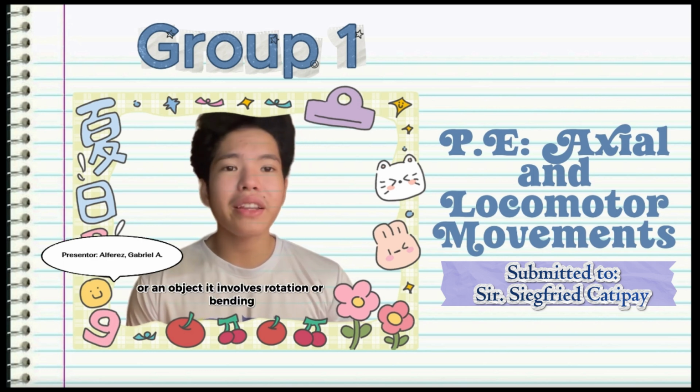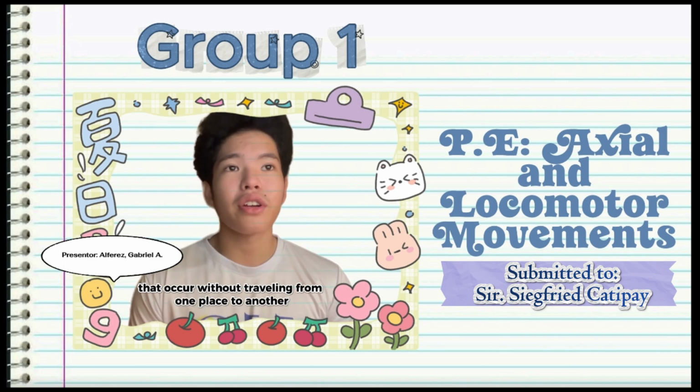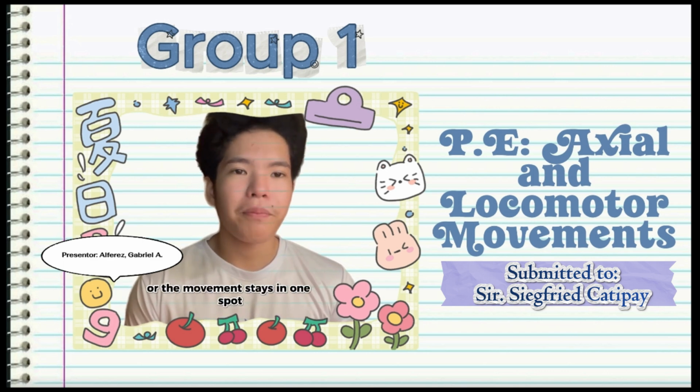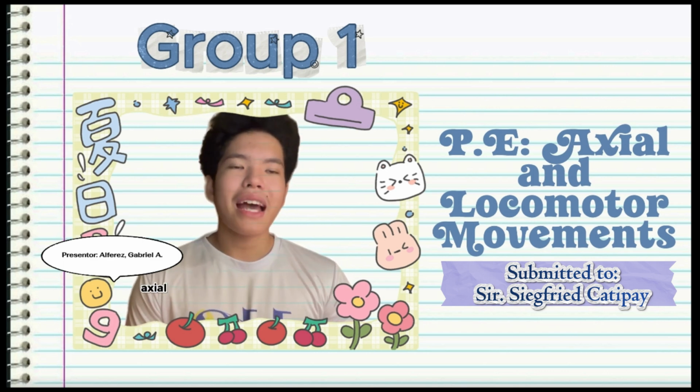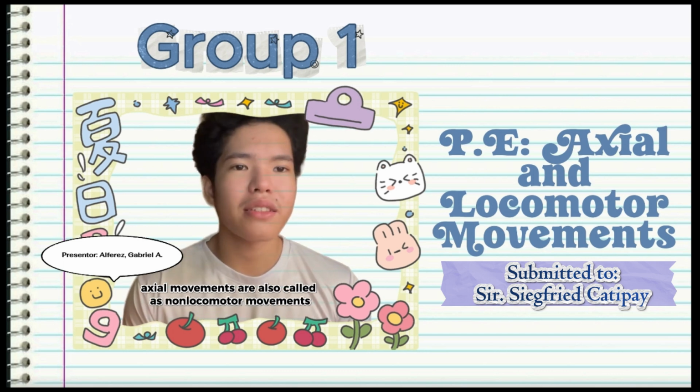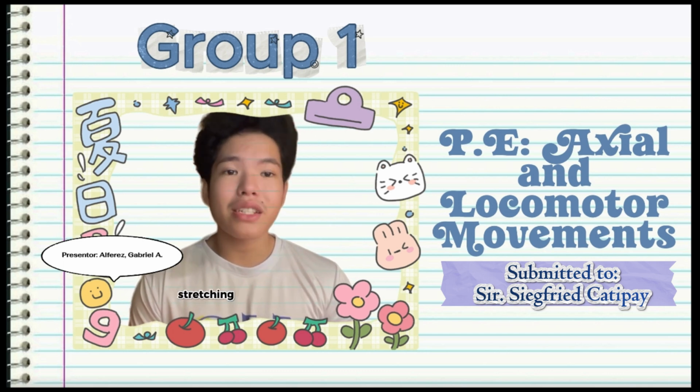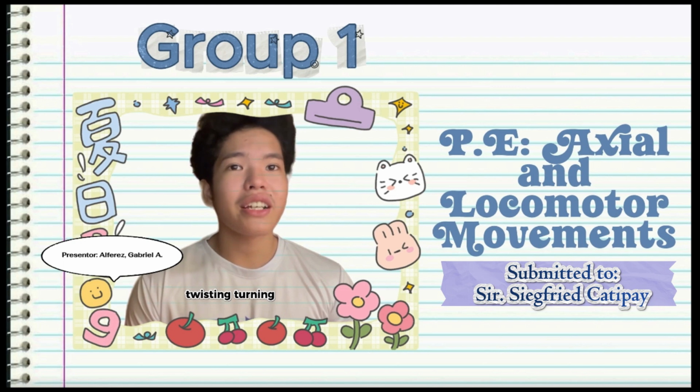It involves rotation or bending that occur without traveling from one place to another, or the movement stays in one spot. In physical education or dance, axial movements are also called as non-locomotor movements, and its examples are bending, stretching, swaying, twisting, turning, swinging, and more.